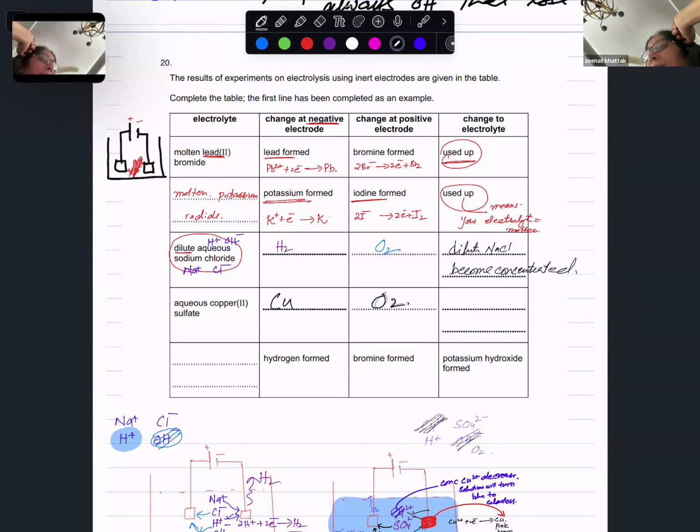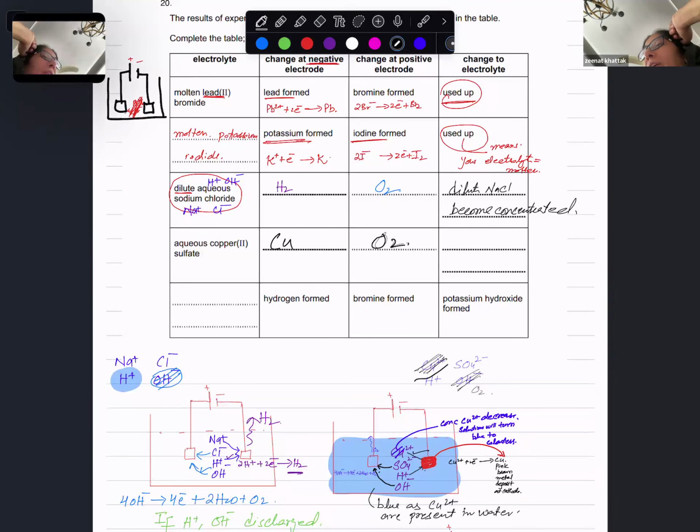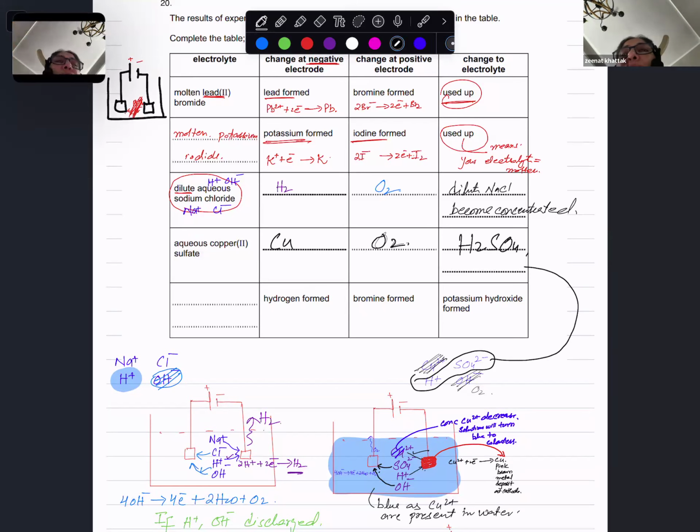What is left? Sulfuric acid. The electrolyte changes from copper sulfate to what? H2SO4, acidic. Do you get it? Now, next example. I hope you understand this.